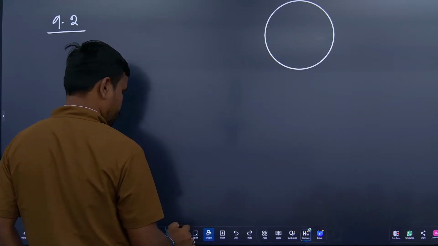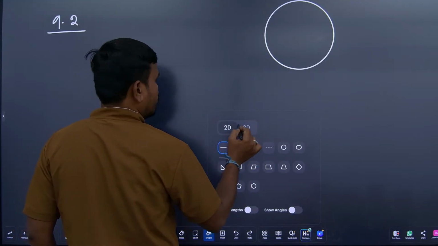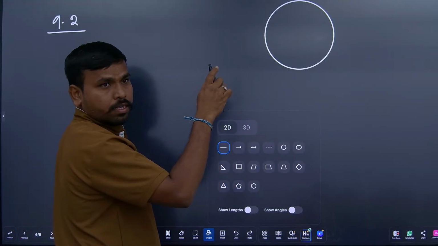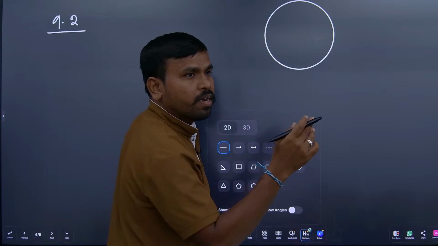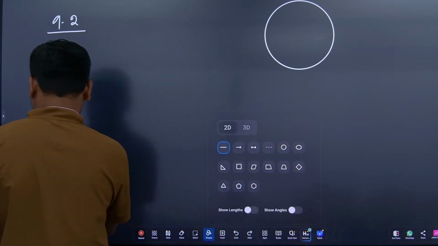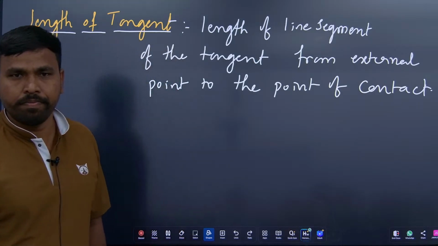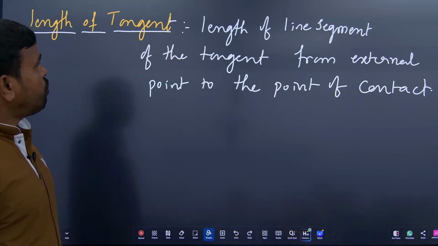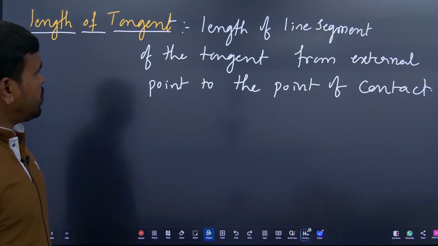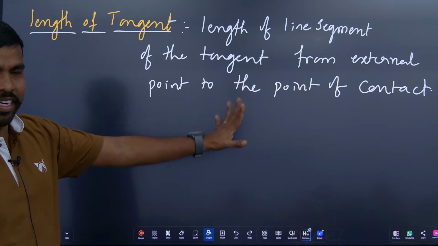Okay. And that is, tell me, not written, make it fast. The length of the line segment of the tangent from the external point to the point of contact.